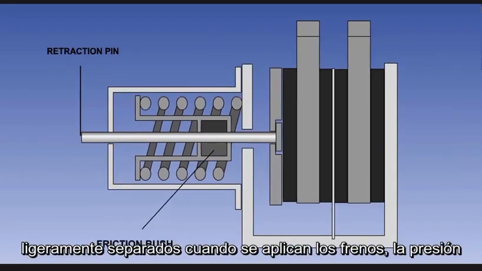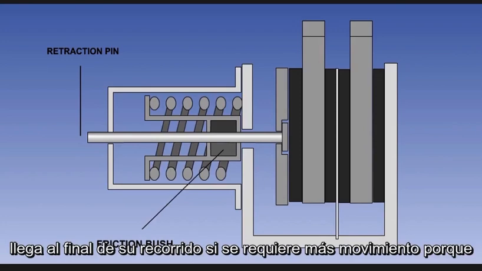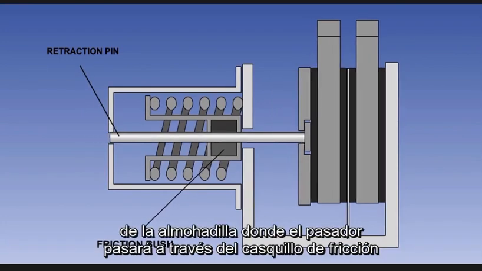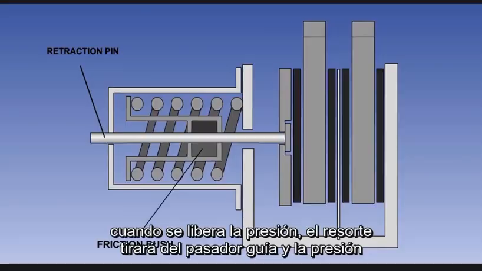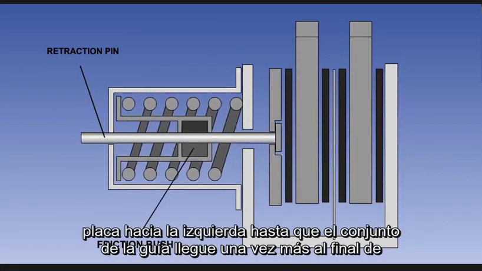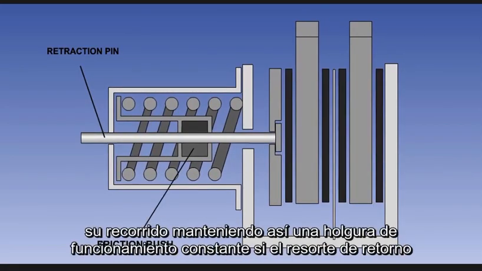When the brakes are applied, the pressure plate will pull the pin and guide assembly to the right until the guide reaches the end of its travel. If further movement is required because of pad wear, the pin will be pulled through the friction bush. When pressure is released, the spring will pull the guide, pin, and pressure plate back to the left until the guide assembly once again reaches the end of its travel, thus maintaining a constant running clearance.